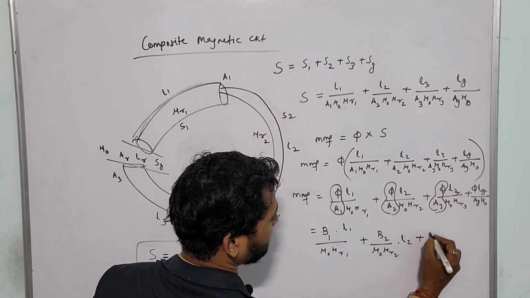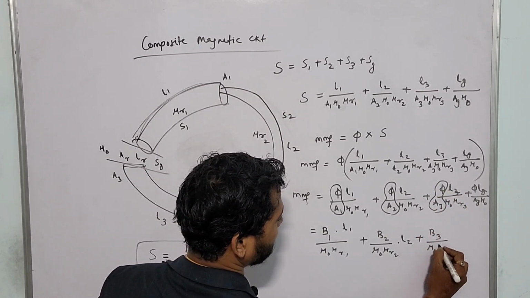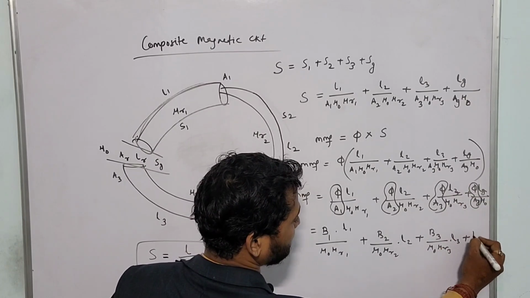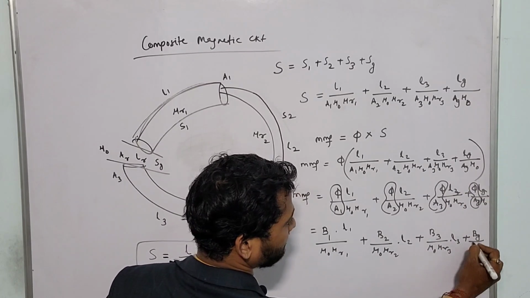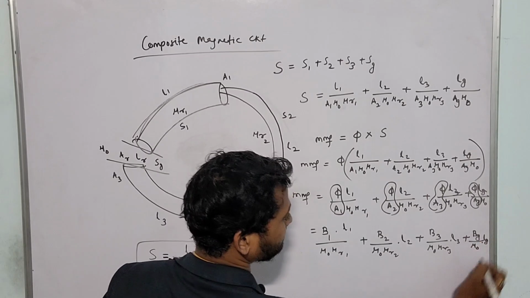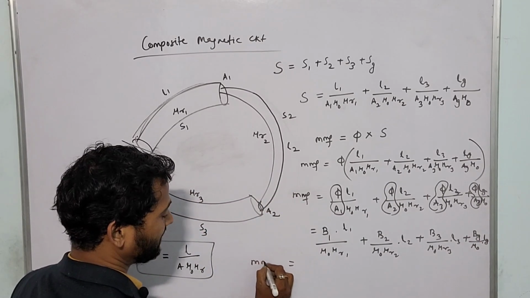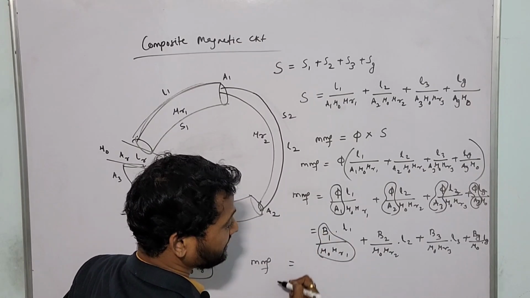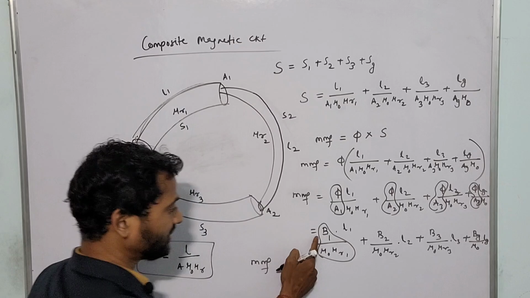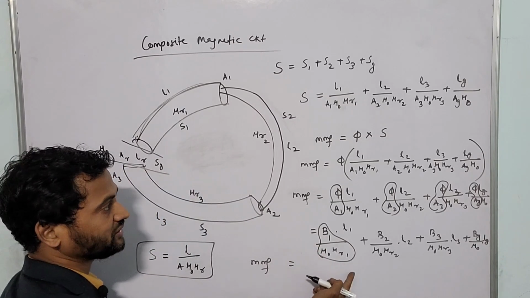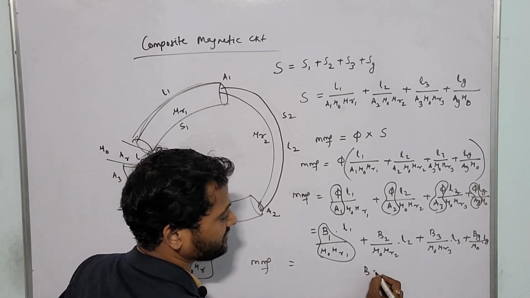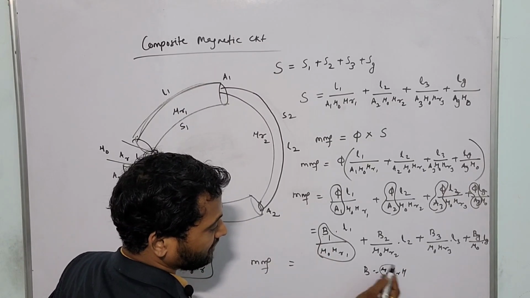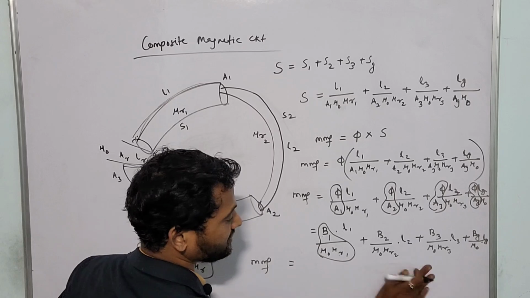Similarly, phi upon A3 is B3 upon mu naught mu R3 into L3, plus phi upon Ag, that is Bg, the magnetic field due to the air gap, upon mu naught into Lg. Okay, so the final expression of mmf will be: B upon mu naught mu R is H, the magnetic field. I told you, B is equal to mu naught mu R into H. So B1 upon mu naught mu R1 will be H1.